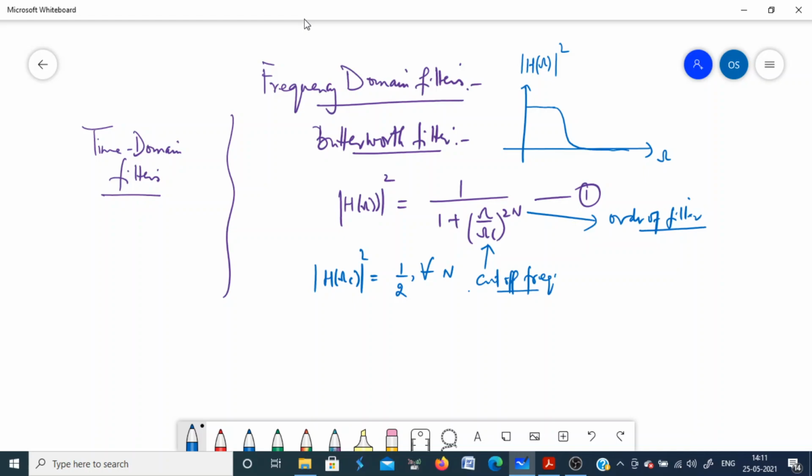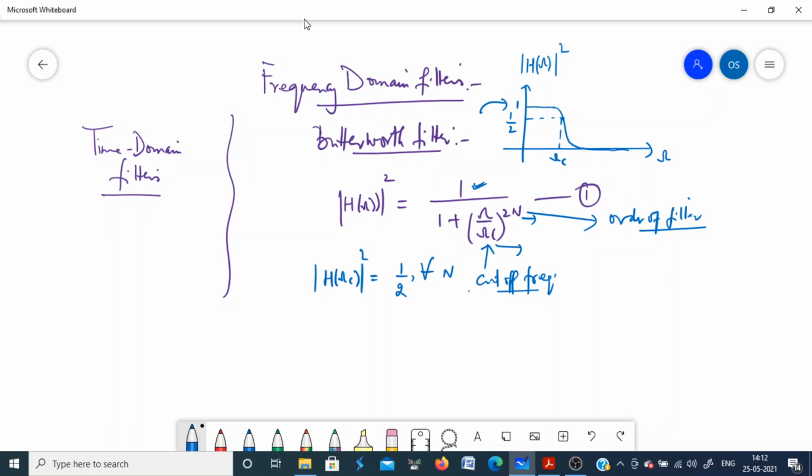This is the frequency omega c, the cutoff frequency, at which the magnitude scaled response is 1 by 2. It has a monotonic or flat response in the pass band and in the stop band. This is the most desirable characteristic of the Butterworth filter. If you choose any omega c and any value of n, and you plot this response, you will get a response like this.